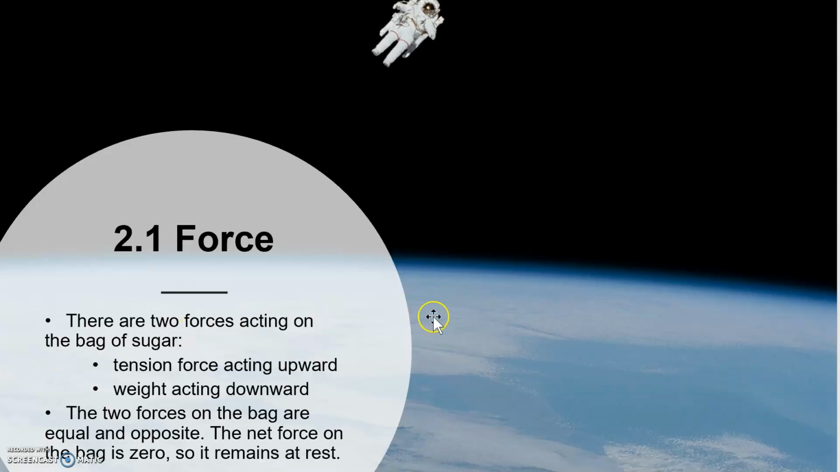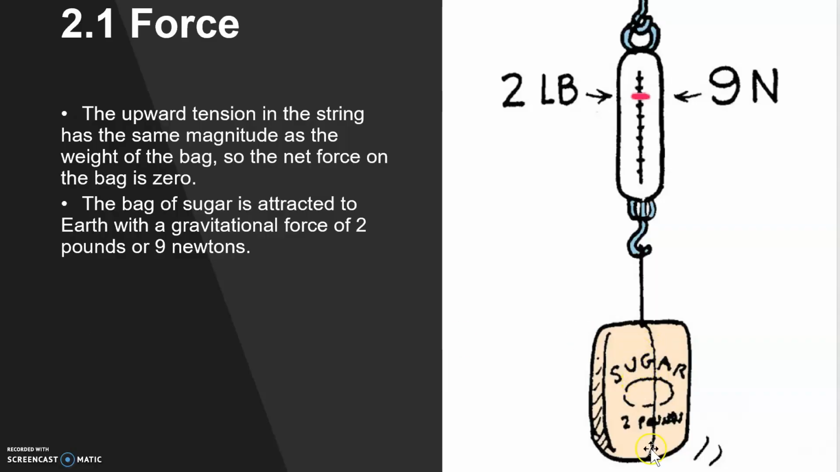So there's two forces acting on the bag of sugar, like I said: the tension force acting upward and the weight, or gravitational pull, acting downward. Those equal and opposite forces are going to give you a net force of 0 because it's remaining at rest. The fact that the bag of sugar is not falling or flying up through the air means it must be in mechanical equilibrium, so it must be at rest.